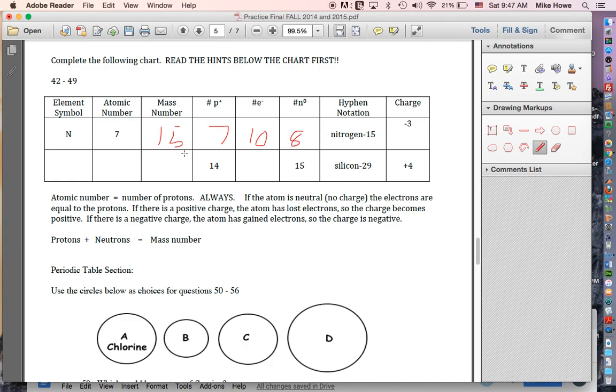On this one, the silicon is the element symbol, Si. The atomic number of silicon, we already know without even looking at the table because we can see the chart tells us that there are 14 protons. So these two guys are the same.